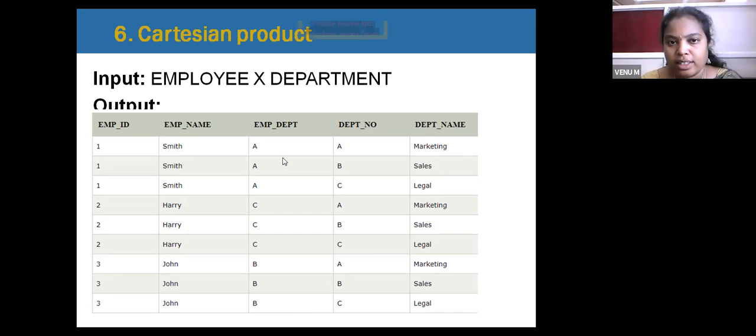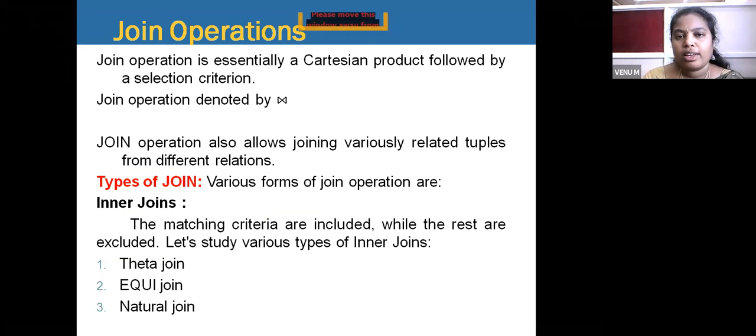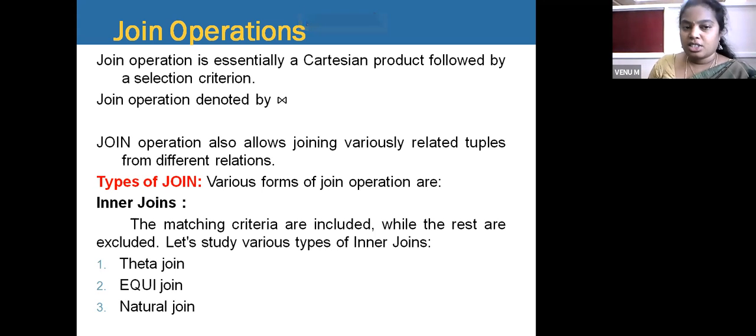Next, go for joins. Join operations. Here you have to observe what is meant by join and what are the types of join. A join operation is essentially a Cartesian product followed by a selection criteria. It means we have to give conditions, and based on that condition only we join those two relations. What types of conditions do you have to observe? What are the types of joins?